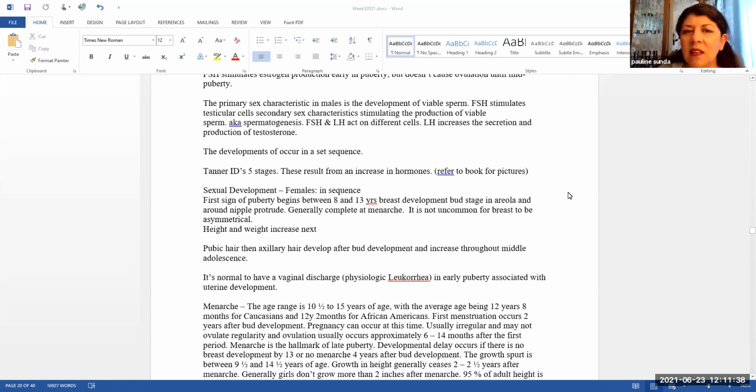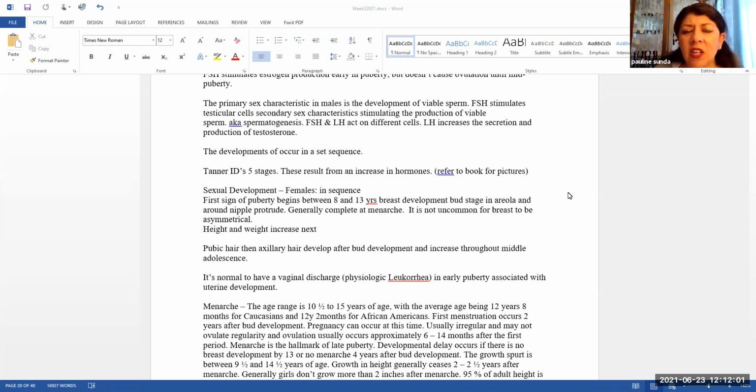The primary sex characteristic in males is the development of viable sperm. FSH stimulates testicular cells, stimulating the production of viable sperm, also known as spermatogenesis. FSH and LH act on different cells. LH increases the secretion and production of testosterone.